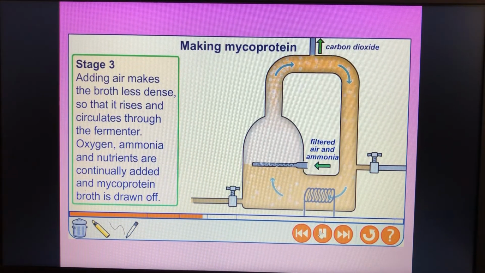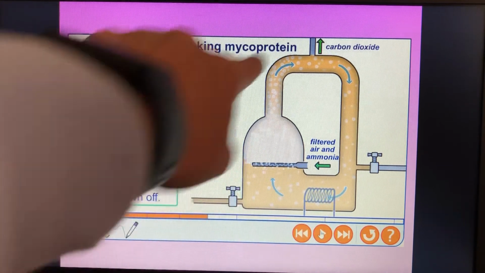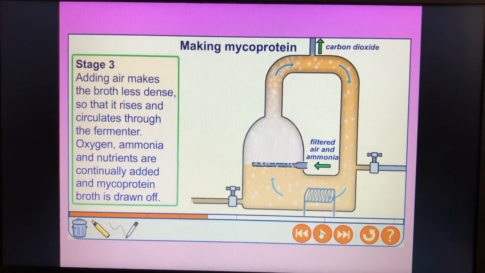Okay, so adding air makes the broth less dense, it's kind of aerated, it circulates around. You've got that heater there at the bottom to maintain the temperature, and we get this kind of convection current scenario going on where you've got this bubbled gas going in here, we've got the heater and it circulates. We've got the oxygen in there, we've got the ammonia in there, nutrients are added, and the mycoprotein broth is drawn off. You can see we've got a couple of taps there where we can draw off that broth, okay? And if you need to pause, pause now.